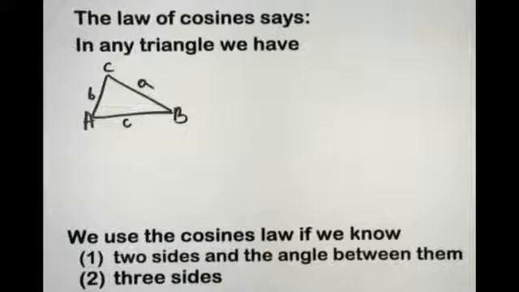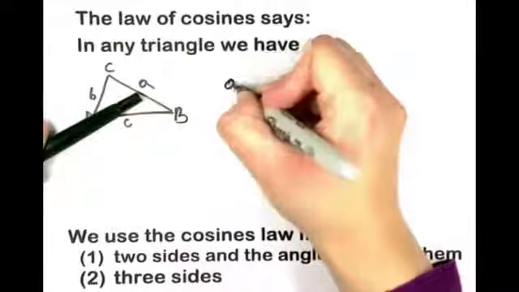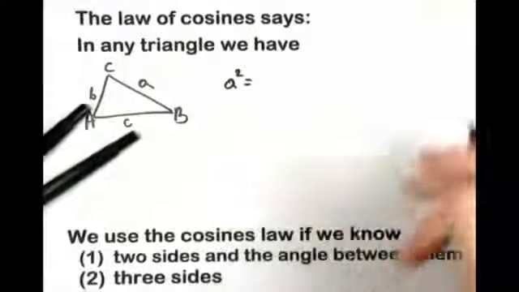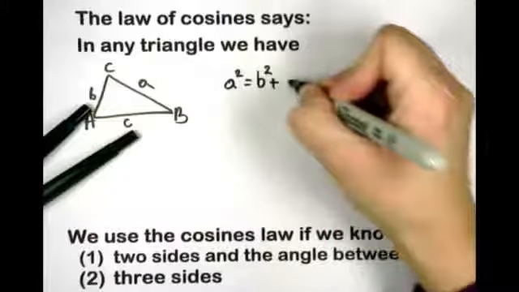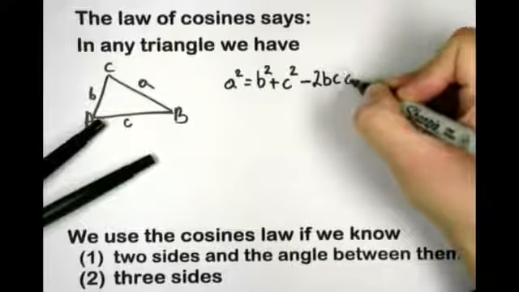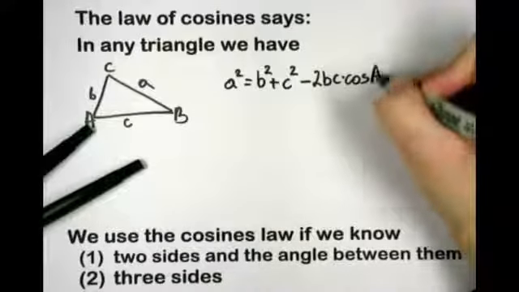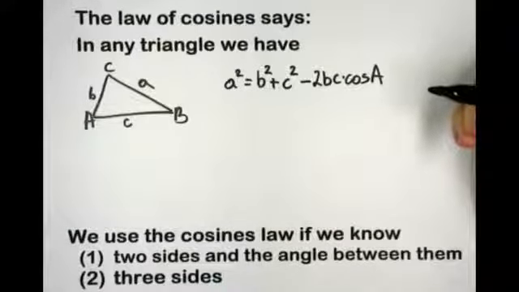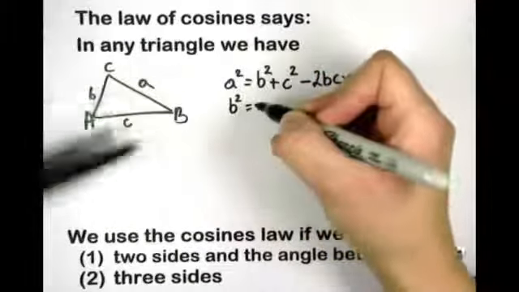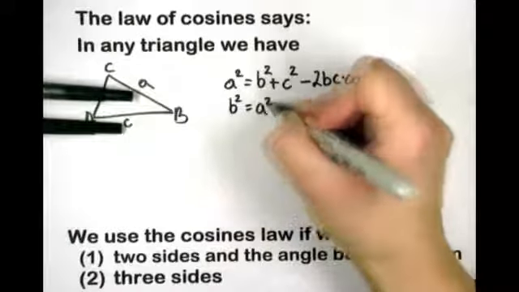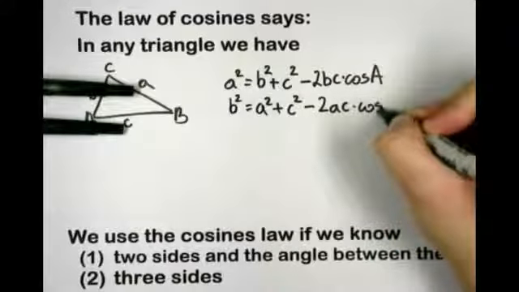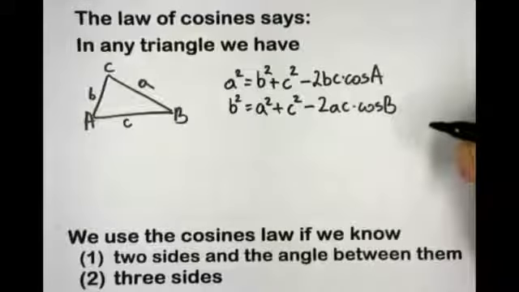So the cosine law says A squared is equal to B squared plus C squared minus 2BC times the cos of the angle between them, so cos A. And this works for any of them. So now we would have B squared. B squared is equal to A squared plus C squared minus 2AC times the cos of the angle between them, which is B.